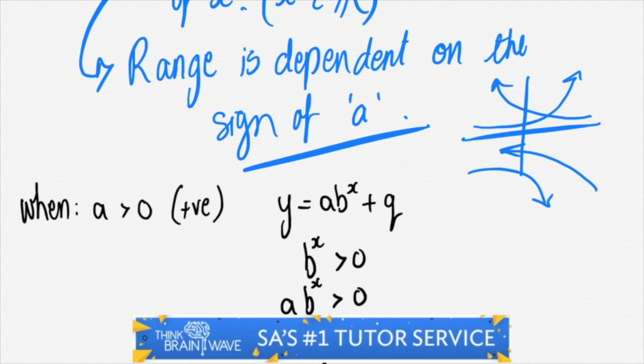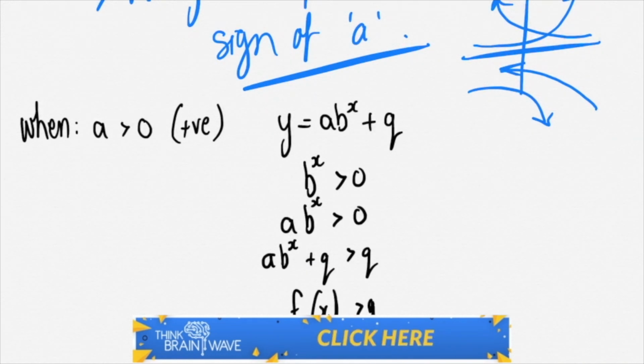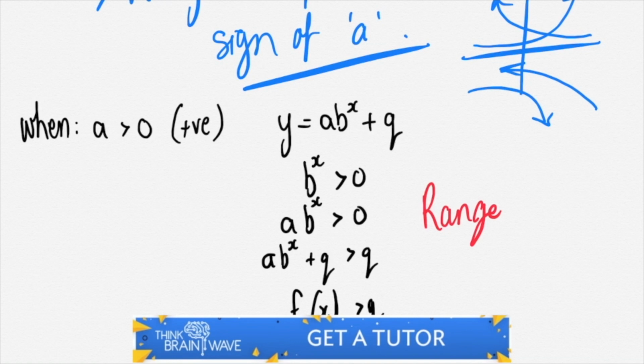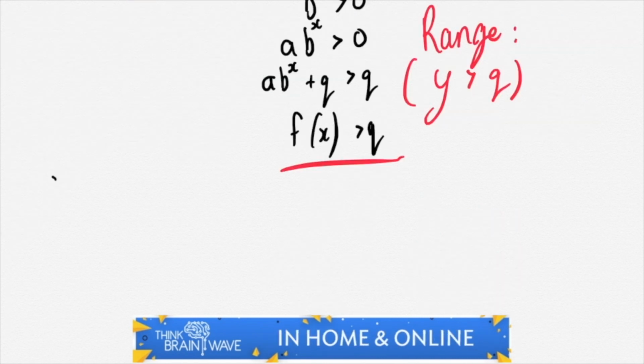Now you say a b to the power of x plus q is greater than q, because we add q on both sides. We then say the function is greater than q. Reason being that q is your horizontal asymptote. So your range would be y is greater than q, and y is an element of all real numbers.